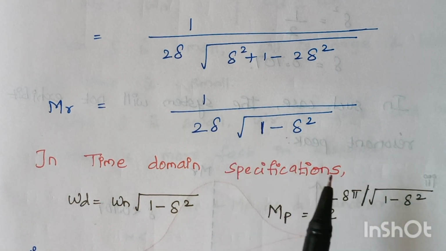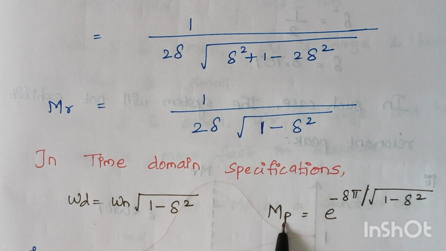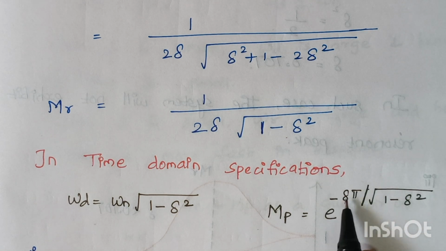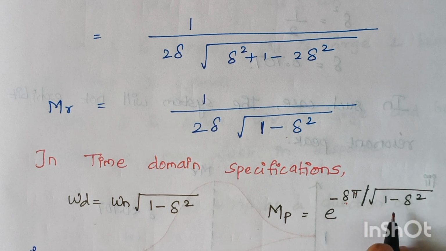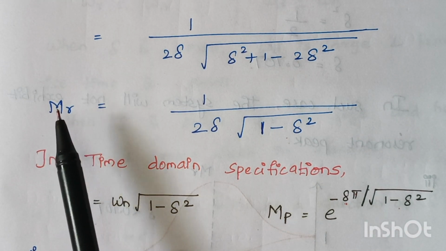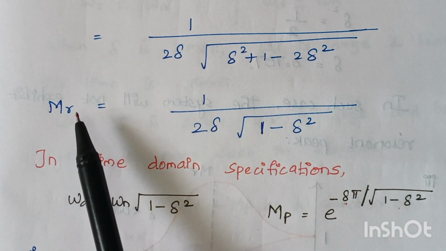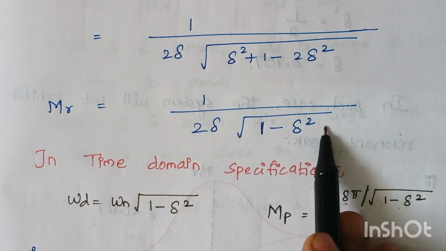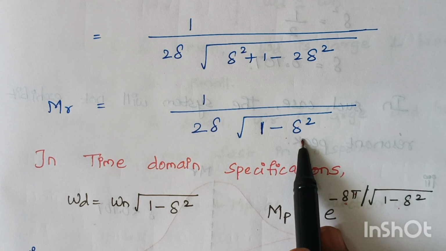So just look carefully. Here, in this expression, MP depends upon zeta, because pi is a constant here. I have a zeta here and a zeta here. Similarly, when you look at the expression for MR, this MR value also depends upon zeta, that is, the damping ratio. So this is a unique feature.